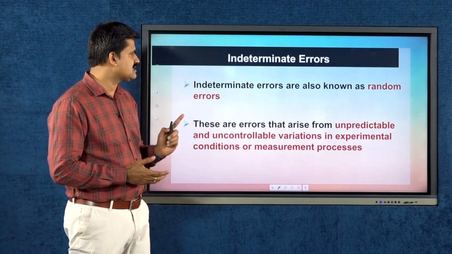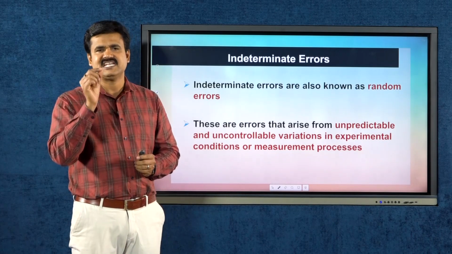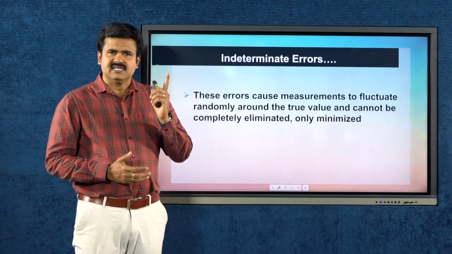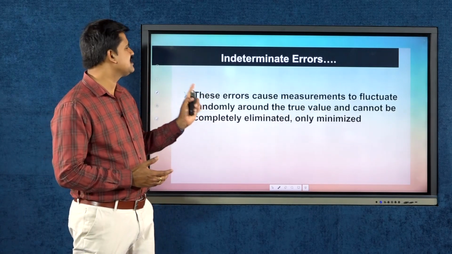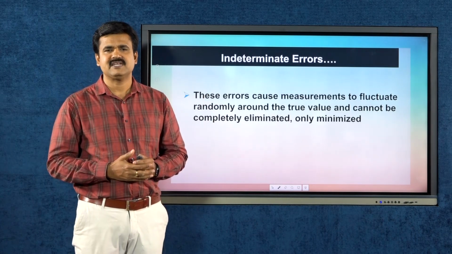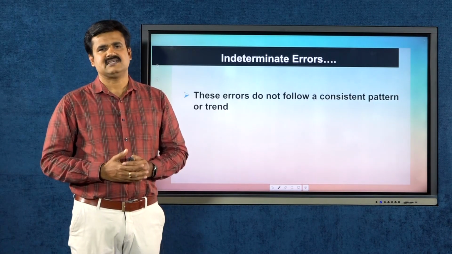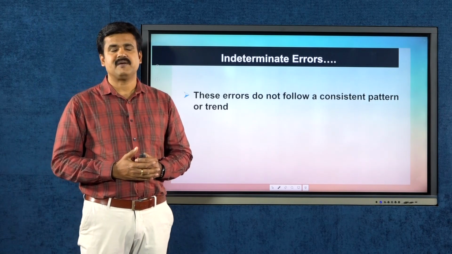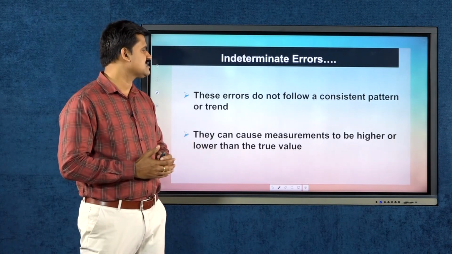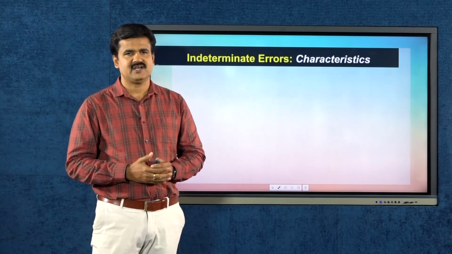Indeterminate errors are also known as random errors. These are errors from unpredictable and uncontrollable variations in experimental conditions or the measurement process. These errors cause measurements to fluctuate randomly around the true value and cannot be completely eliminated, but you can only minimize them. These errors do not follow a consistent pattern or trend. They can cause measurements to be higher or lower than the true value.